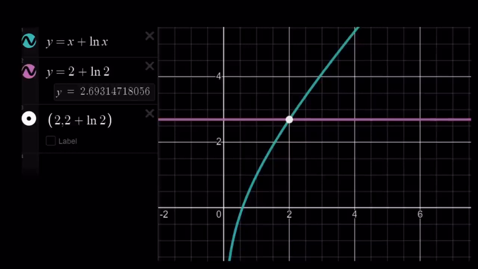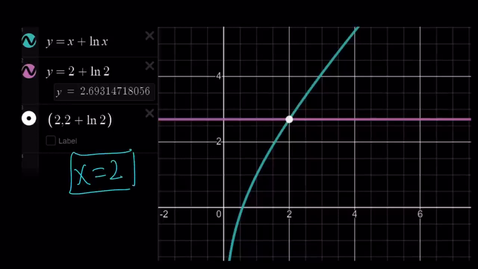And you can see here on the graph, we have y equals x plus ln x, which is that blue, green? Yeah, I think it's blue. And y equals 2 plus ln 2, which is the horizontal line. And they happen to intersect at 2 comma 2 plus ln 2, which means x equals 2 is the only solution to this equation. Awesome. Let's go ahead and take a look at the second method, and then we'll look at the second graph.